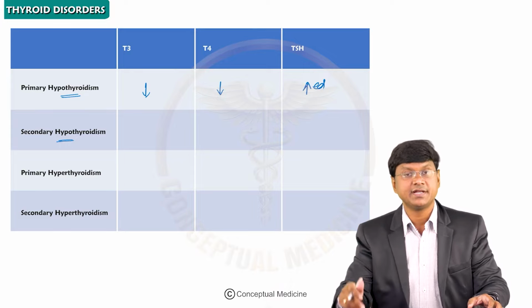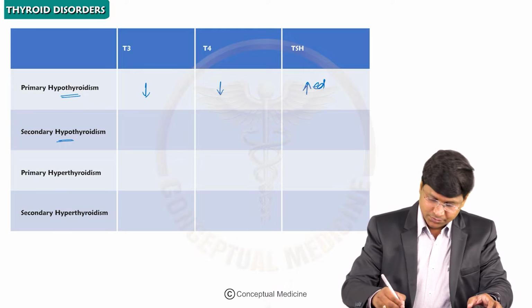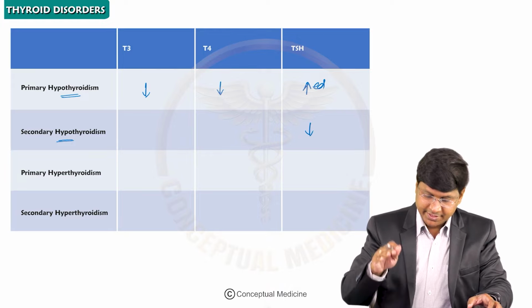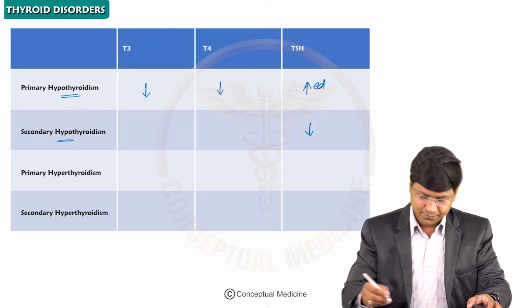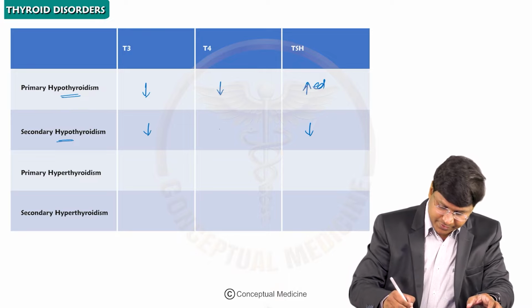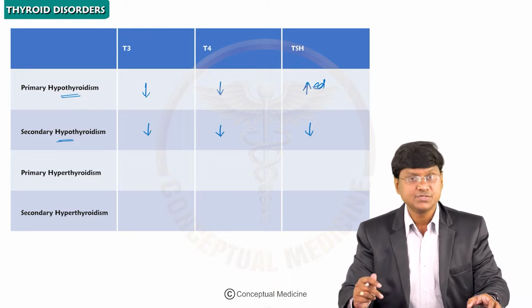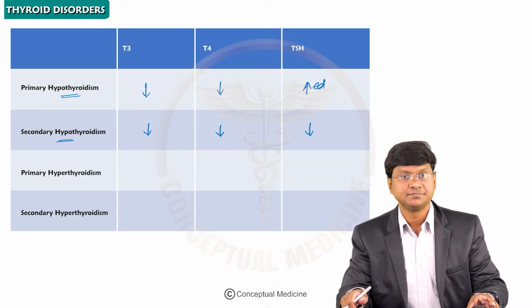And you take secondary hypothyroidism. The pathology is directly within the pituitary gland. So what will happen to your TSH? The TSH decreases. So accordingly, what will happen to your T3, T4? T3, T4 will be reduced. That is what will happen in secondary hypothyroidism.